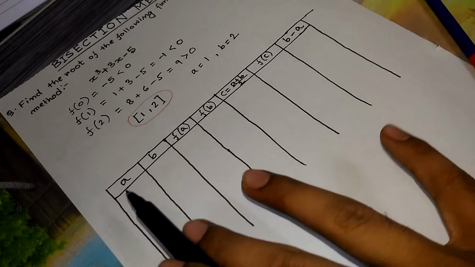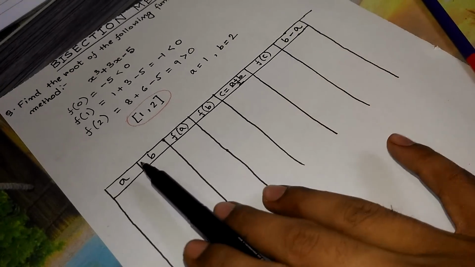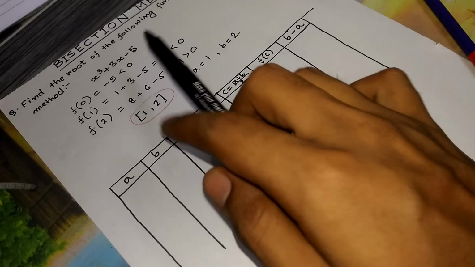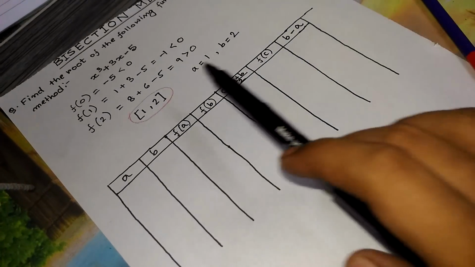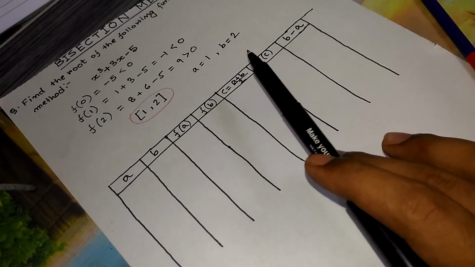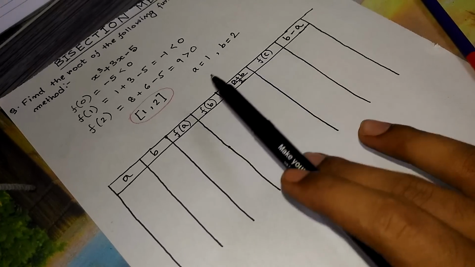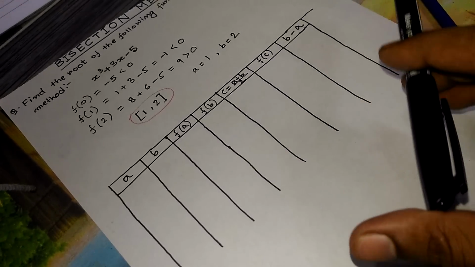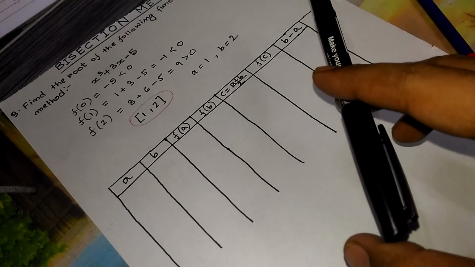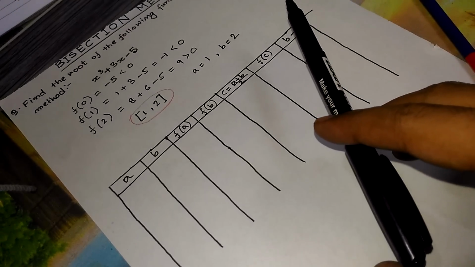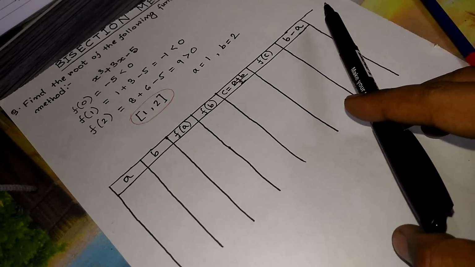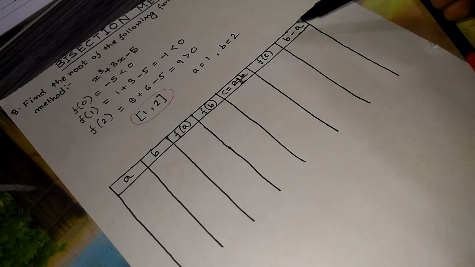Now we have to draw this table which will contain the value of a, the value of b, the value of f(a), meaning putting a in the function, f(b), putting b in the function, and a new term will be introduced, that is c. c is equal to (a plus b) by 2. Since this c term is introduced, which is the bisection of a and b, hence the name of the method is bisection method. Then the next term will be f(c) and the last term will be b minus a.